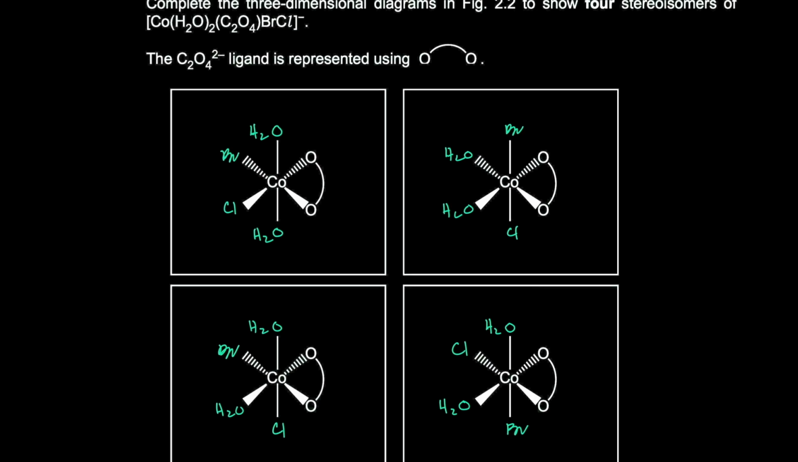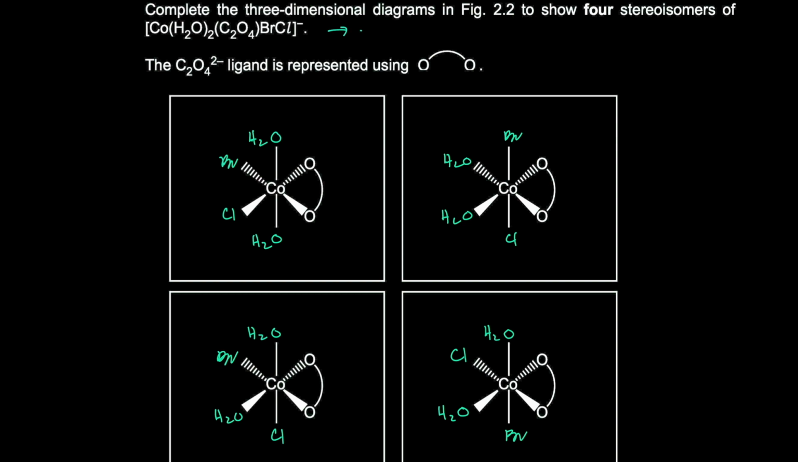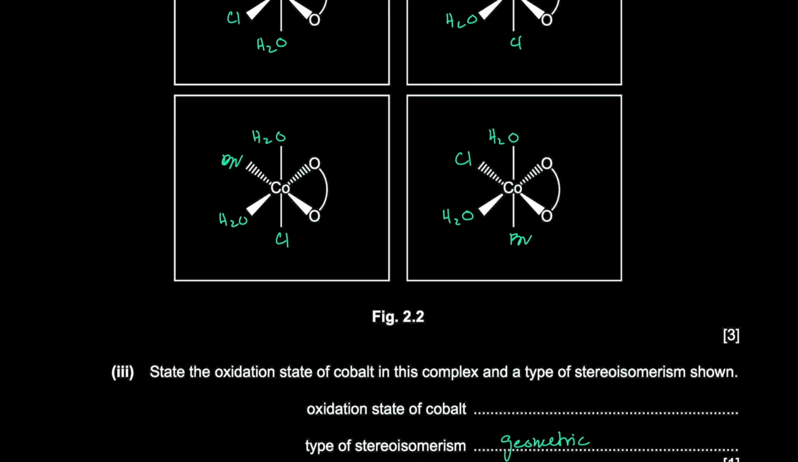And then for the oxidation state of cobalt, let's say that cobalt is X. We know H2O has an oxidation state of 0. This C2O4 is 2 minus, so that's minus 2. We have a Br, the bromide ion, which is minus 1, and we have a chloride ion, which is minus 1. And then the overall charge is negative 1, which gives us X as positive 3. So the oxidation state of cobalt is plus 3.